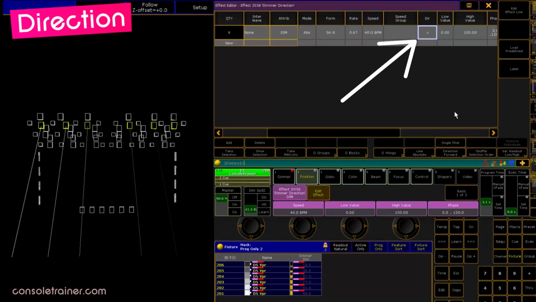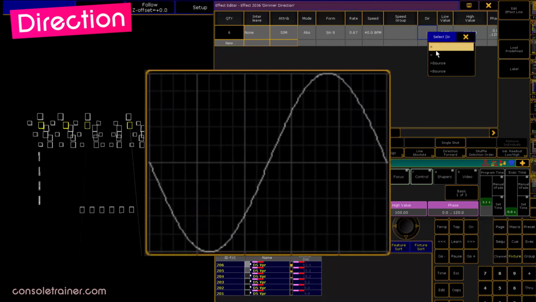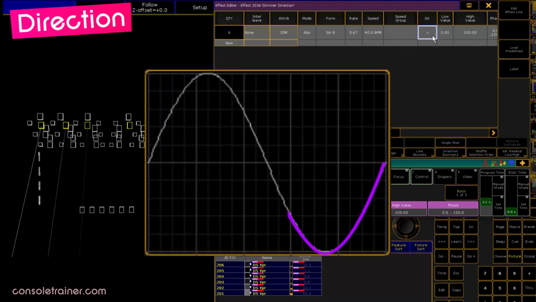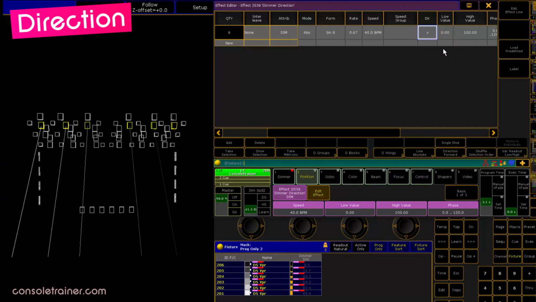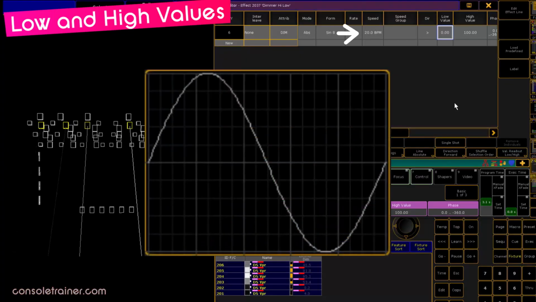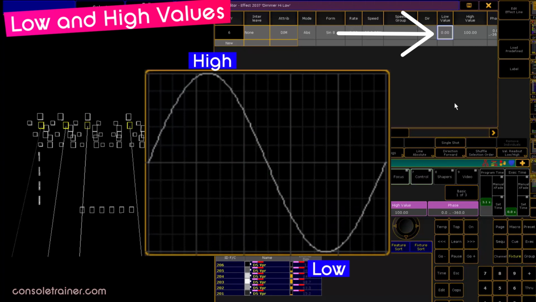For the direction cell, you can either picture flipping the waveform, or imagine that we're changing the direction we follow over it. The caret forward is our normal direction, and we can see that the dimmer values are rolling over our selection from stage right to stage left. And if we invert the caret, they now look to go stage left to stage right. There's also the bounce options that make this effect look like it's running stage right to stage left, then stage left to stage right, and so on. On our waveform diagram, you can think of the low and high cells as the trough and the crest.